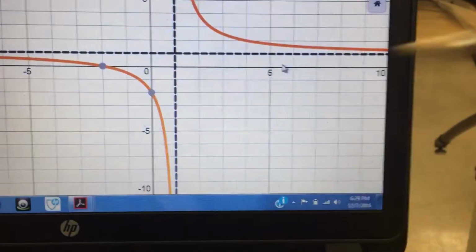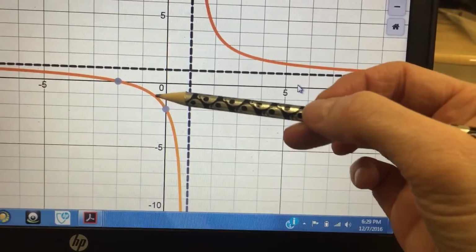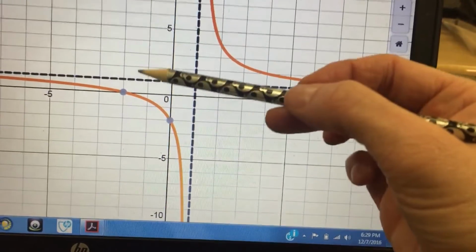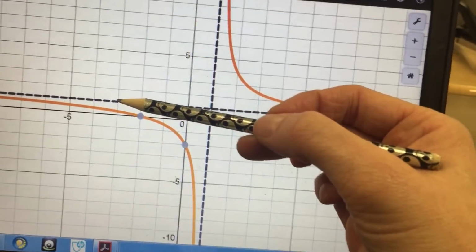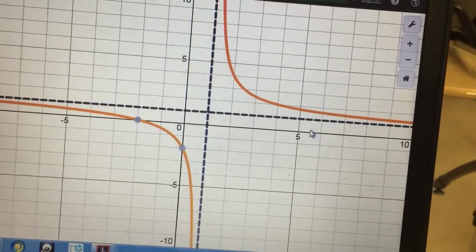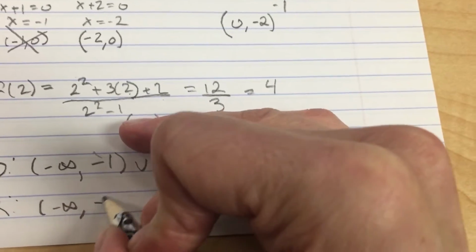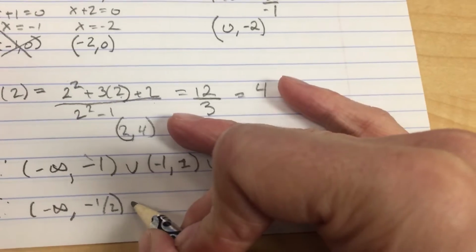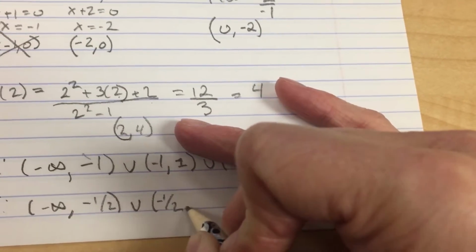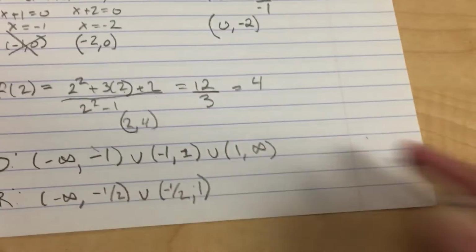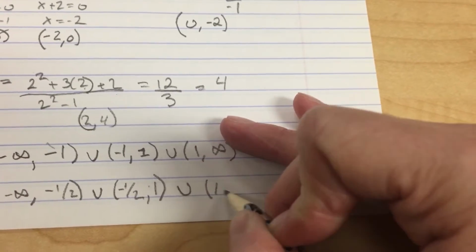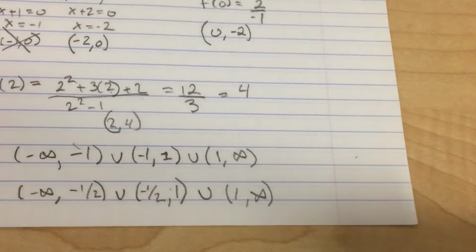How do I make my range? So again, think about it. It's going up and up and up until it hits that point. Discontinuity has to jump. Union it until it gets to 1, and then it jumps, and then it keeps going up forever and ever. So we're going to do exactly like we did here. Negative infinity all the way to negative 1/2. Stop. Union it. Start again. Negative 1/2 to 1. Stop. Union it. 1 to infinity. And we're done. So these are basic graphs that we've done before.